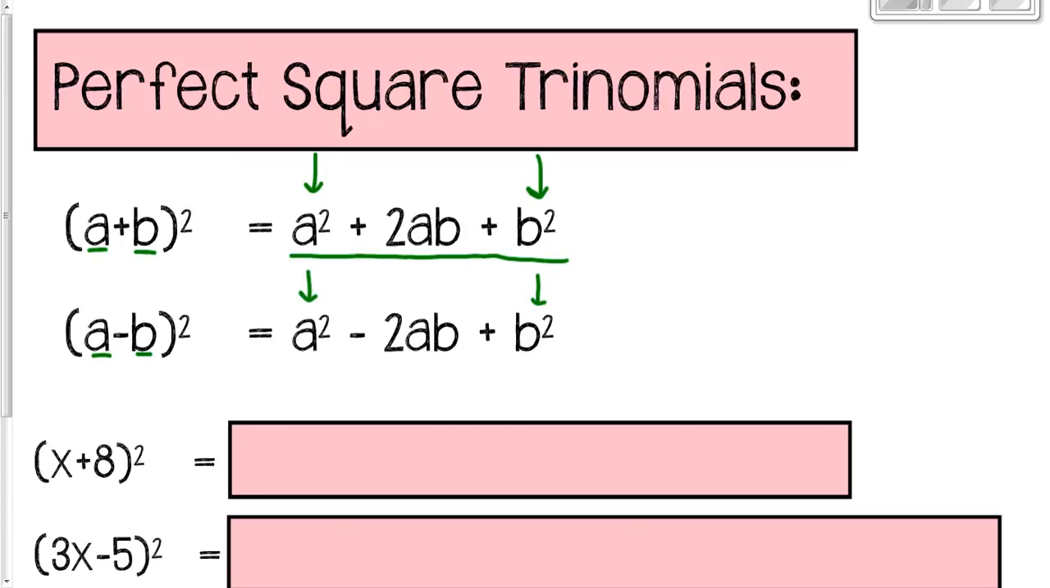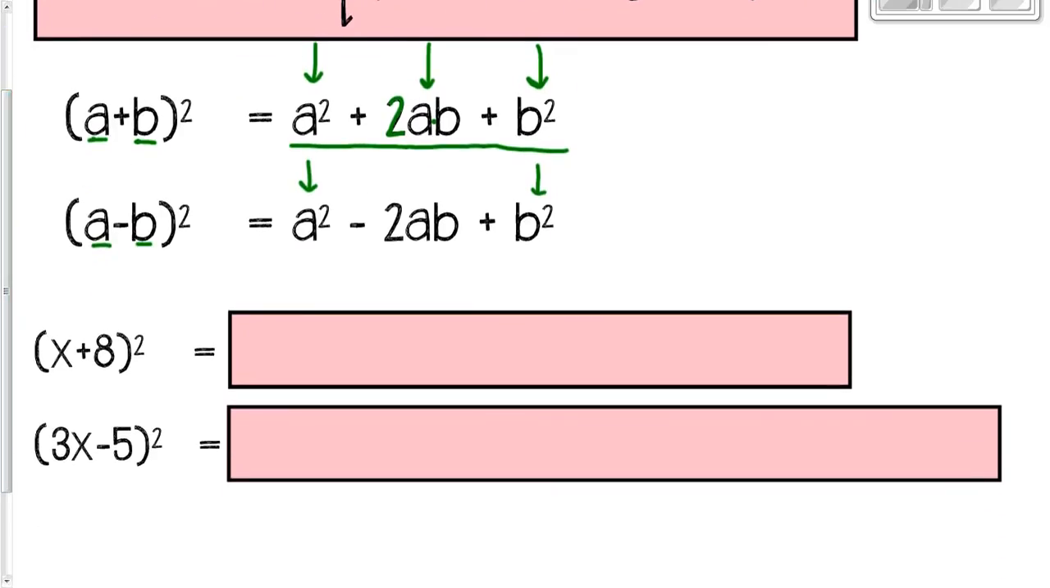The middle term, however, is the part that is kind of weird. You'll notice it doesn't have a square anywhere. It has a 2, a big old 2, a coefficient of 2. So we're going to double, multiply times 2, a times b. And a and b, again, are the two pieces of your problem. So let's just try this out with these problems down here.